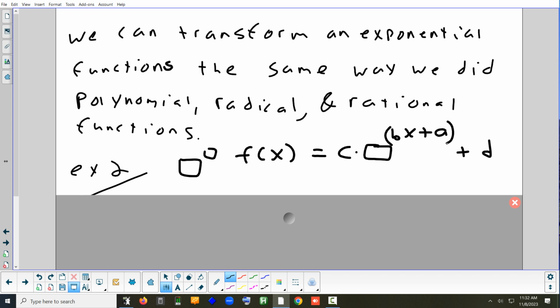And what about if B or C was negative? So the reflection on the y-axis? Depends which one. If B is negative, that's a horizontal reflection, which means over the y. If C is negative, that's a vertical reflection. That's over the x. So it's the same as what we've done before.